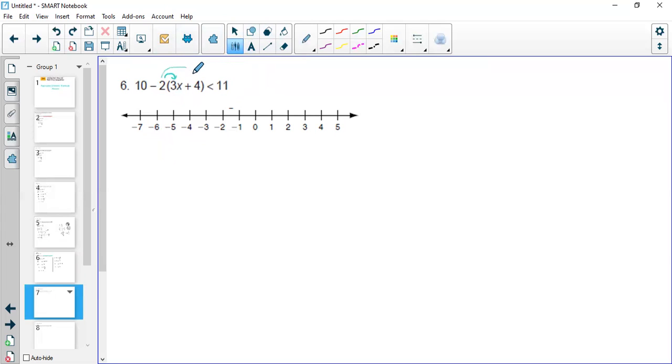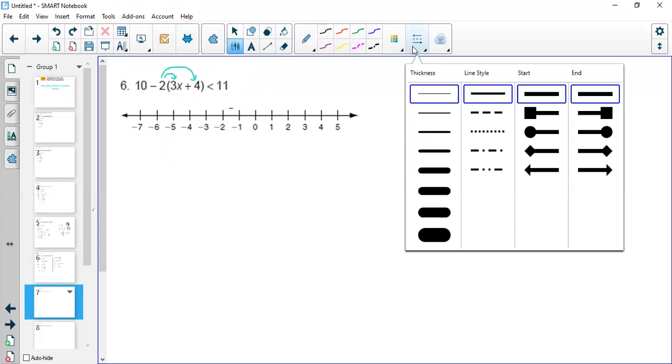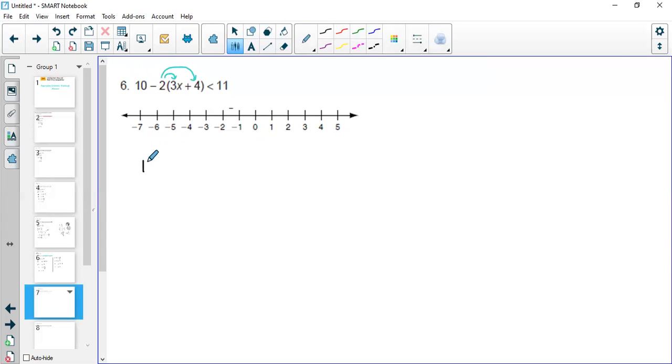So this is going to be multiplied with each term inside the parenthesis. So this question becomes 10 minus 6x minus 8 is less than 11, because negative 2 multiplied by 3x gives you negative 6x, and negative 2 multiplied by positive 4 also gives you a negative 8.